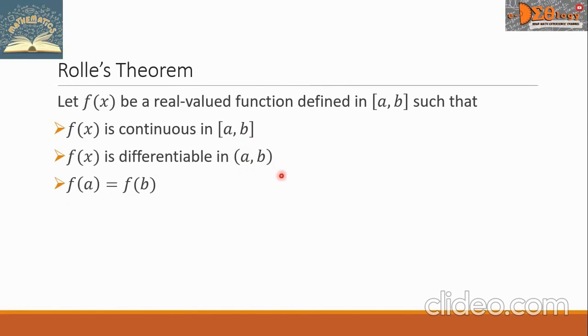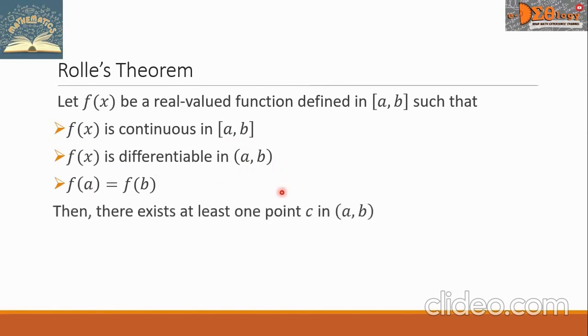If these three conditions are satisfied, then there exists at least one point C in the open interval a to b, such that f prime of C equals 0.